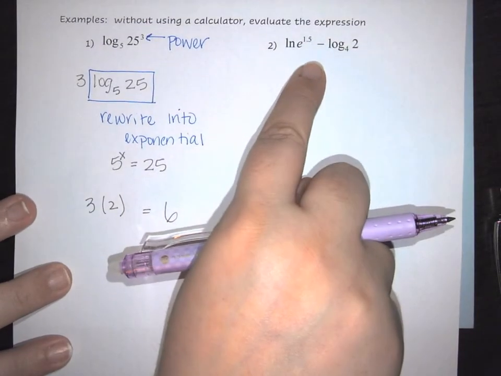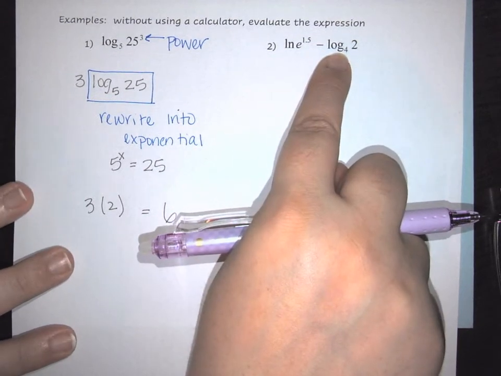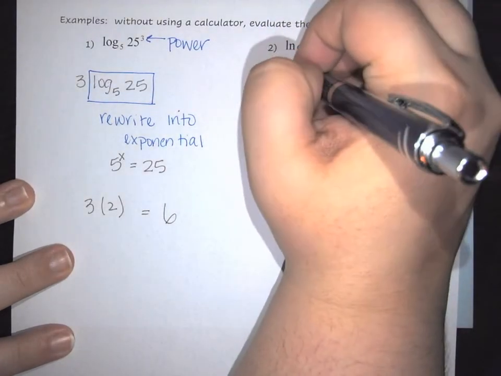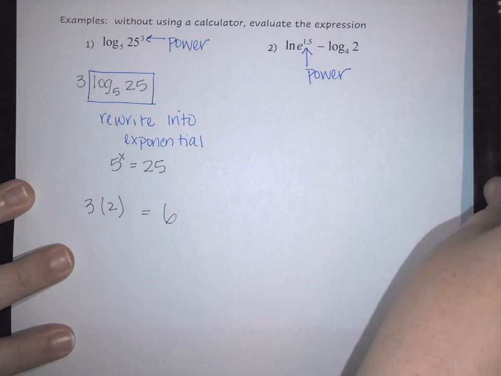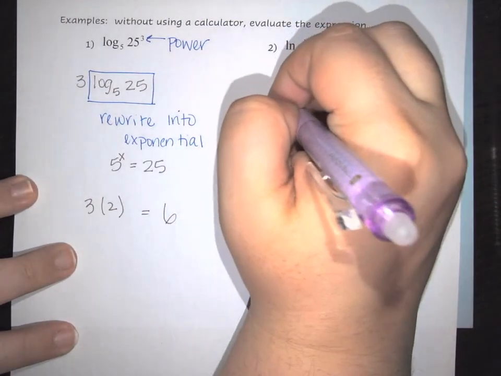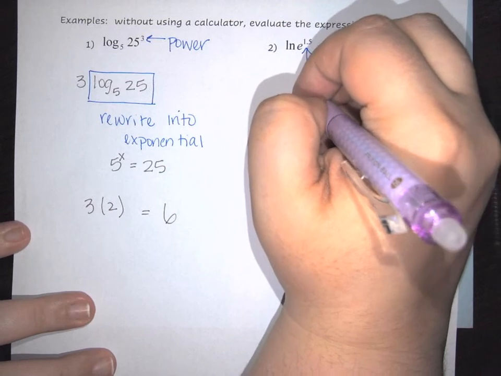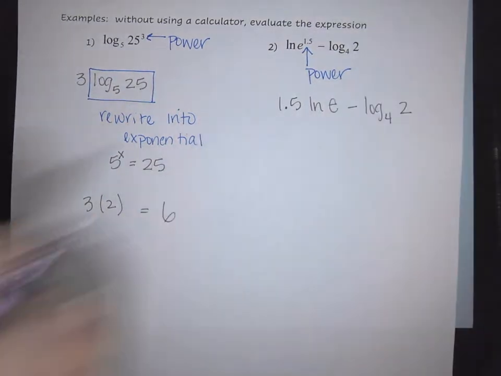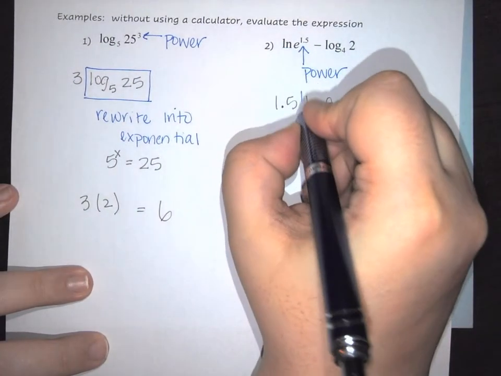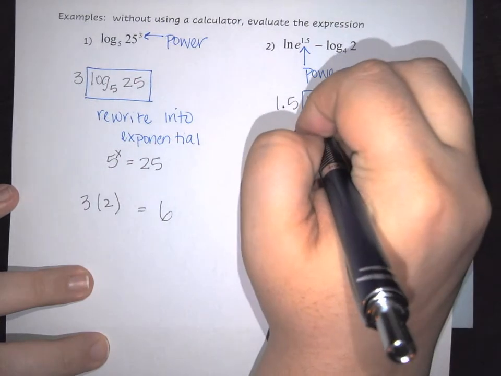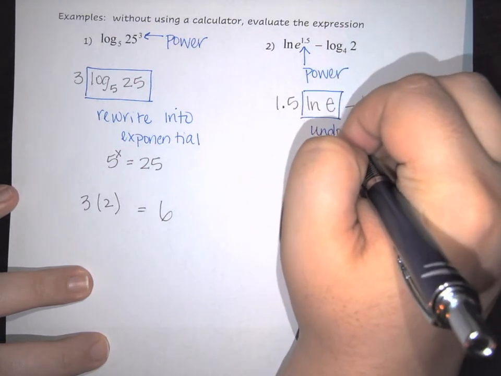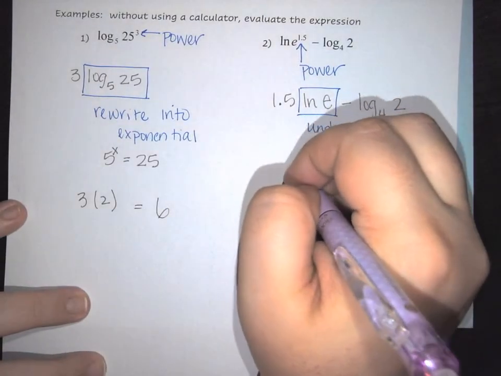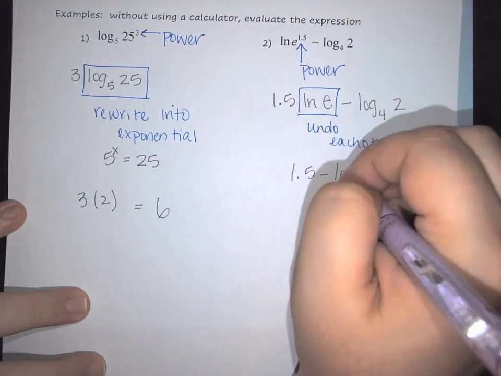Now if we look at this other one, here we have natural logs and logs. So the first thing we want to do, again, is start off by using the power rule. So the power rule says this becomes 1.5, and then I have the natural log of e minus the log base 4 of 2. So here, when I look at the natural log of e, this is going to undo each other. And so in that case, we're going to just simply end up with 1.5 minus the log base 4 of 2.